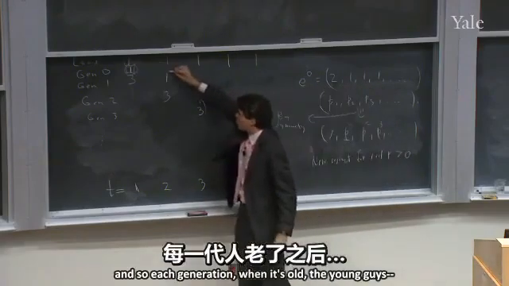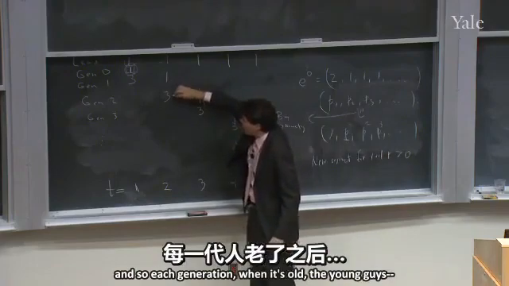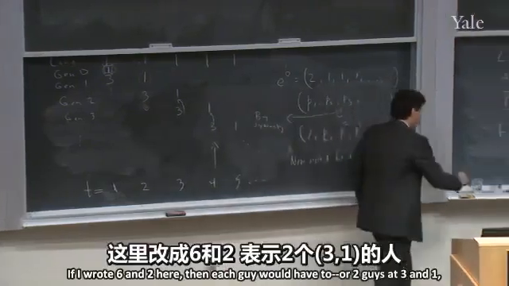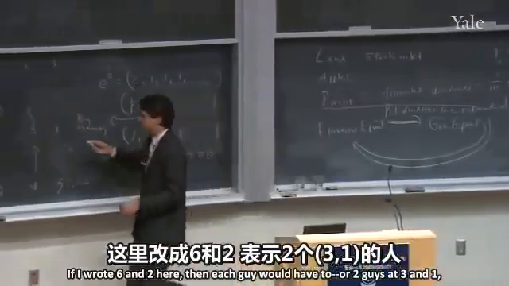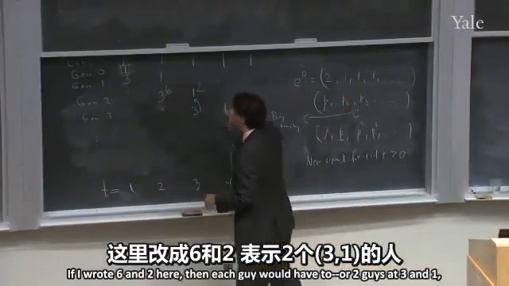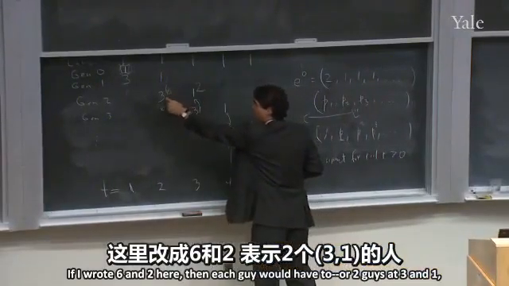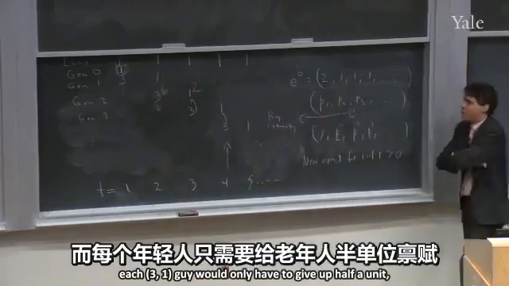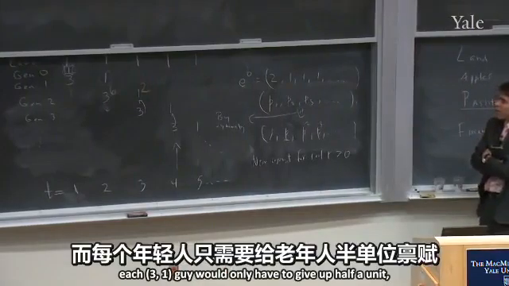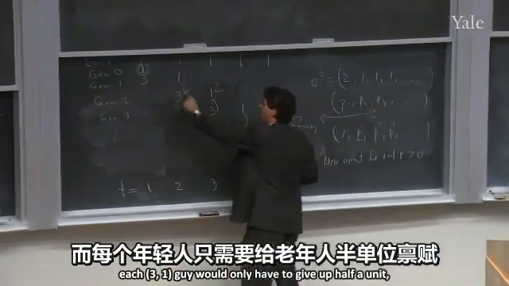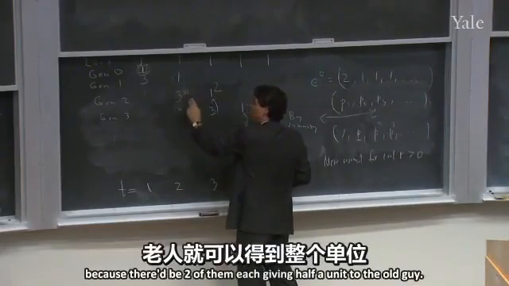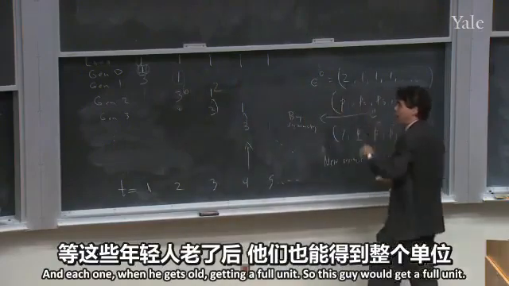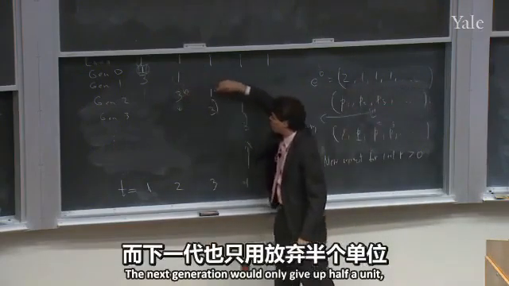And so each generation, when it's old, the young guys only have, if there's 6 and 2 here now, instead of, so I should use a different color. If I put 6 and 2 there, then 2 guys at 3 and 1, each 3-1 guy would only have to give up half of his endowment, half a unit, because there'd be 2 of them, each giving half a unit to the old guy, and each one, when he gets old, getting a full unit. So this guy would get a full unit, the next generation would only give up half a unit.